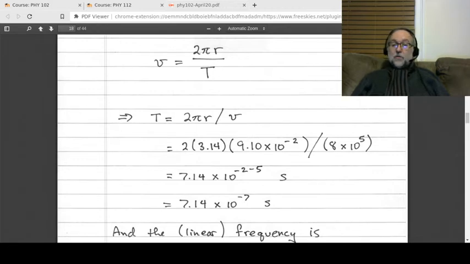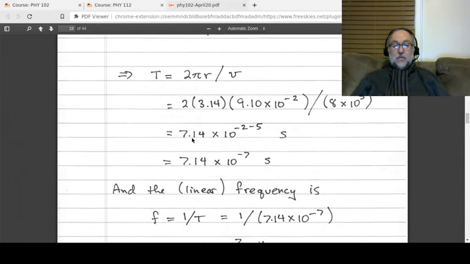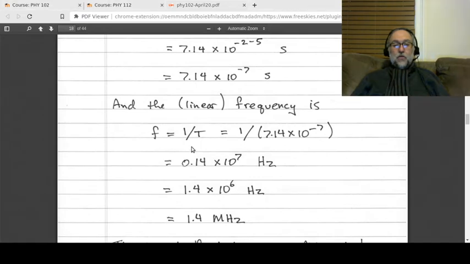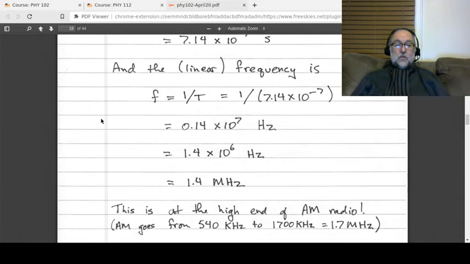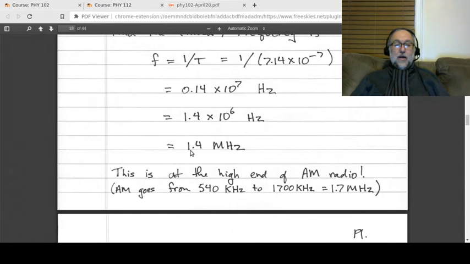Okay, now the frequency, and this is linear frequency obviously, is just 1 over the period. So substituting that in, we find that that's going to equal 1.4 times 10 to the 6 hertz. Okay, and 10 to the 6 is mega, and so this gives us a frequency of 1.4 megahertz. Okay, and if you're wondering where is megahertz, that's actually within the AM range.